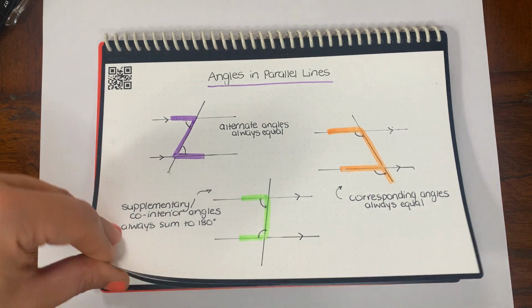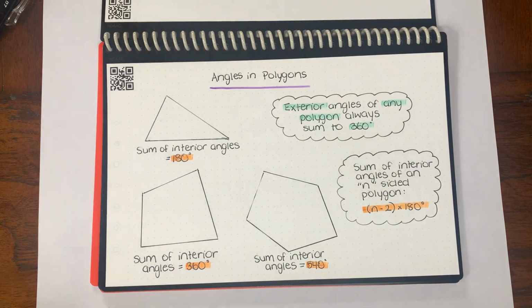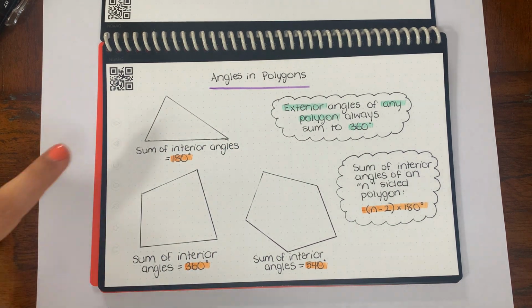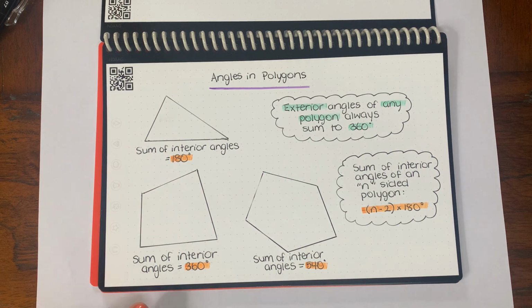The next set of rules that you need to know are the rules for angles in polygons. So you should know that the exterior angles of any polygon sum to 360, and you probably already know the first few sums of interior angles of the easier shapes like your triangles, your quadrilaterals, your pentagons, but it's important that you understand why they follow that pattern of adding on 180 each time.